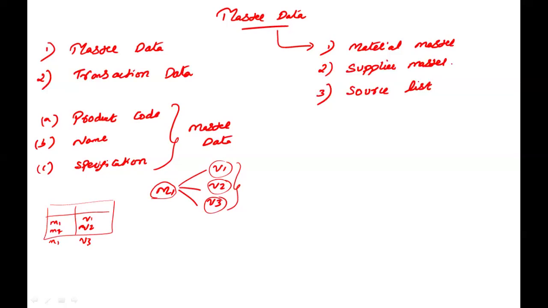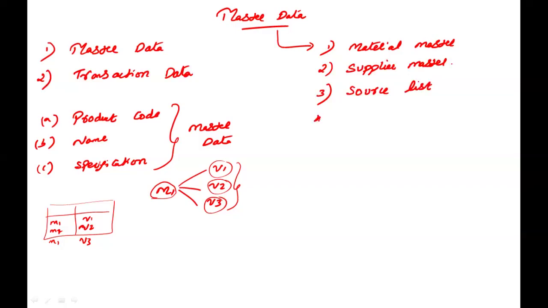So source list is nothing but maintaining the vendors who are going to produce the materials. And those vendors are going to be the approved vendors. This is very important. The source list is going to be created based on the approved vendors.